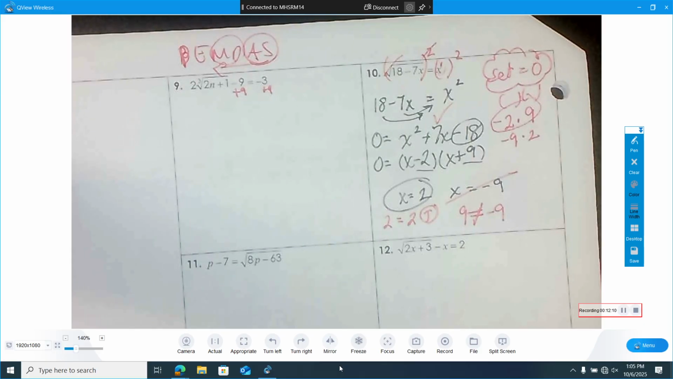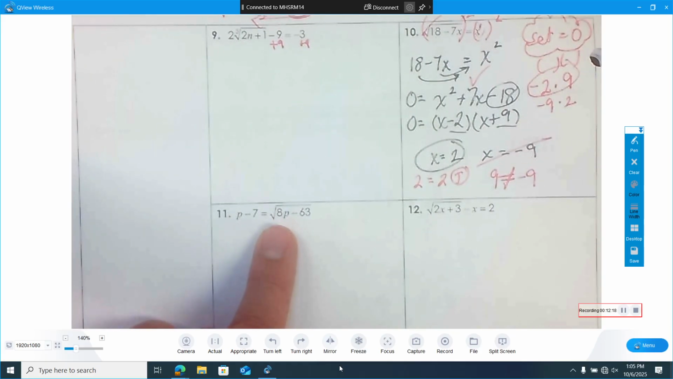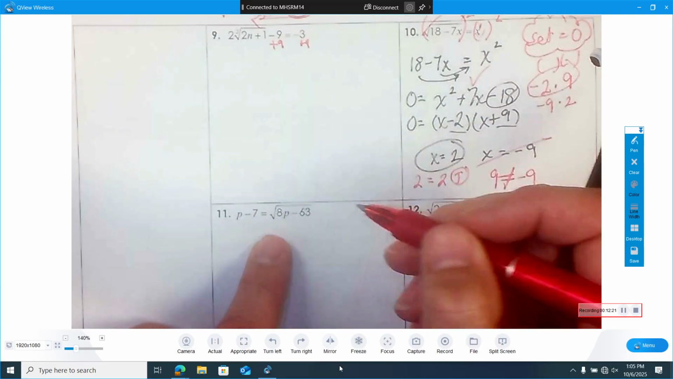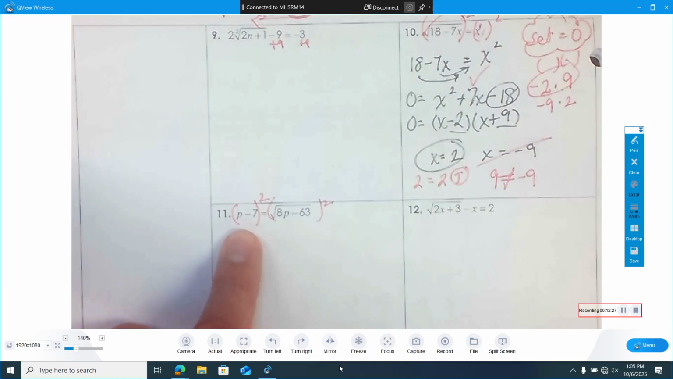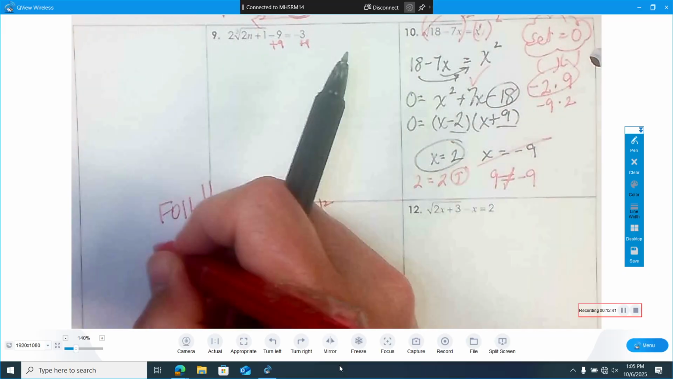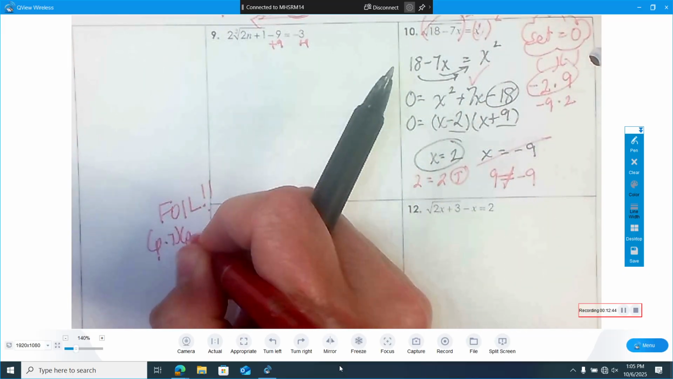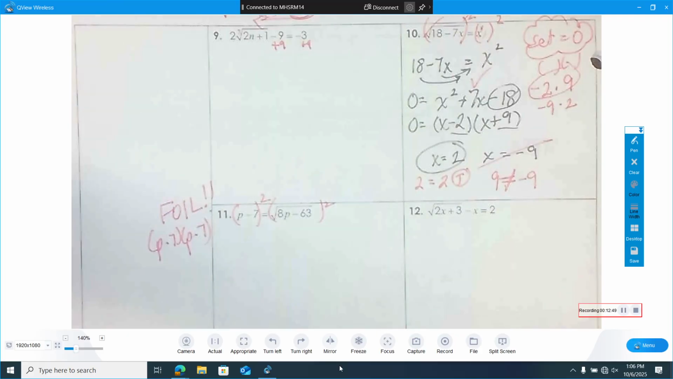All right. Let's look at number 11. Our radical is isolated, so how do we clear our radical? Square both sides. Good. What happens when we square this left-hand side? It becomes squared. It becomes a trinomial. So this is a binomial square. We have to FOIL. Be very careful. This is p minus 7 times p minus 7. You have to FOIL that out. Do not make that very, very common mistake.